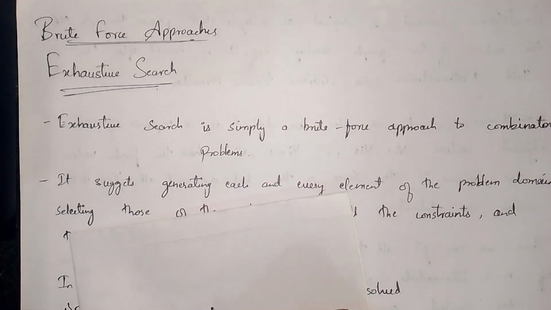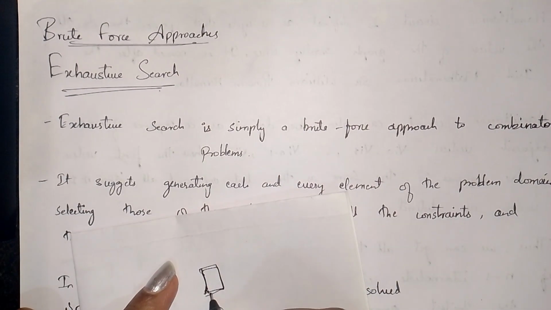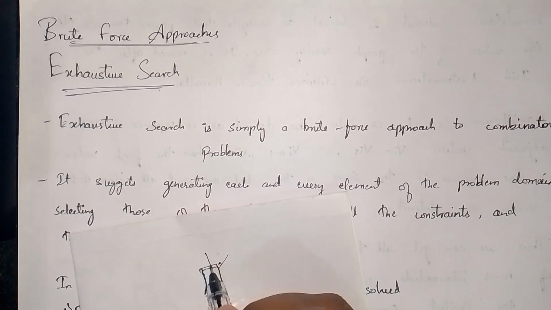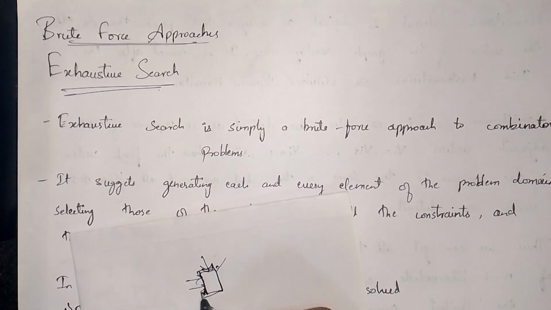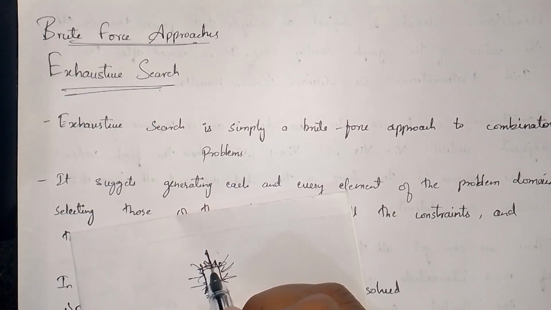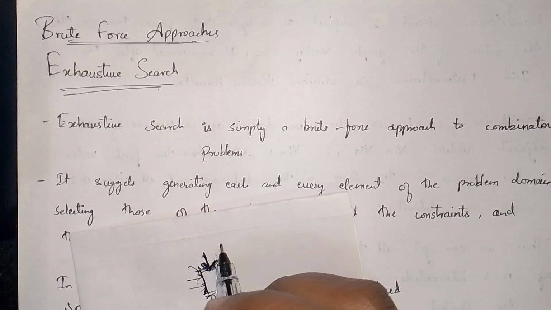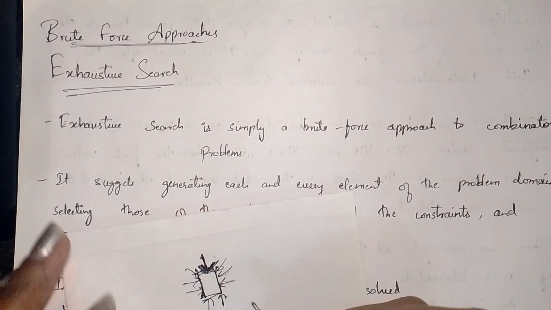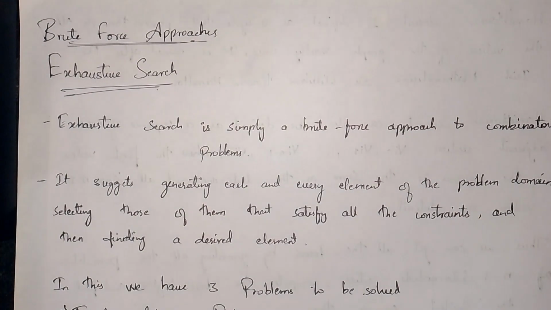If we are given one problem, then we have to find all the possible paths to solve this problem. We have to consider all the possible paths, and then choose those paths which satisfy all the conditions. Then that will be considered as the optimal solution to our problem. Okay, this is what exhaustive search describes.